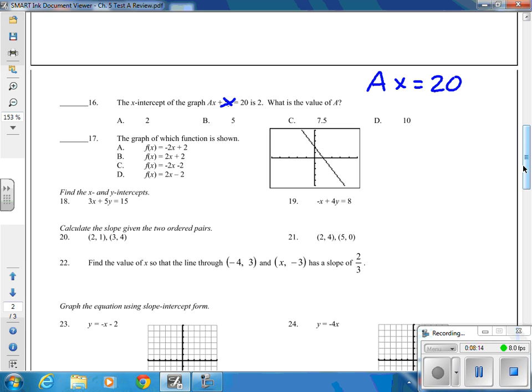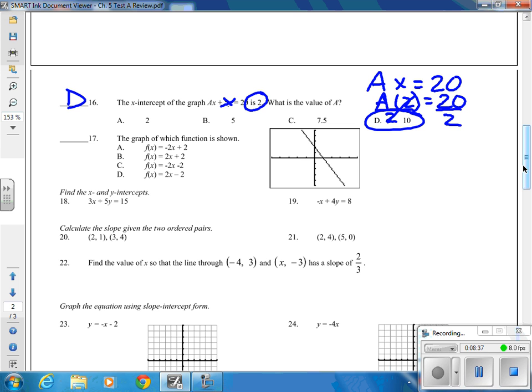Right, and then they told you in the actual question what the value of x was. They told you that x-intercept, and that's what this 2 is. So we're going to take the x value and turn it into a 2. So it's a times 2 equals 20. And in order to solve this for a, we're going to divide by 2. And 20 divided by 2 is going to give us 10. So the correct answer is going to be letter D. Okay. And you can double check behind yourself by plugging that in to see if it will give you the x-intercept.